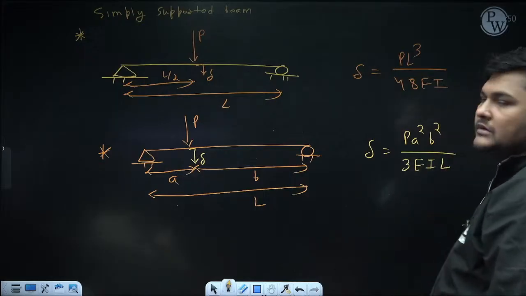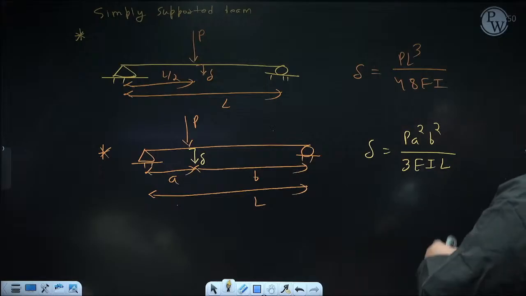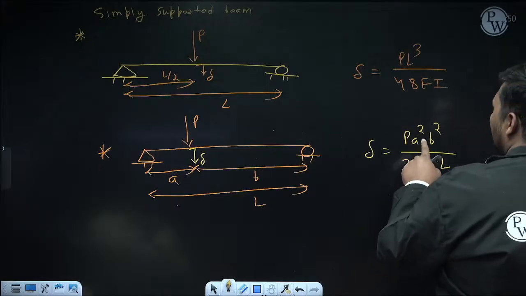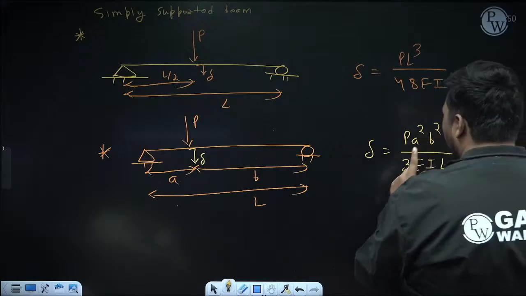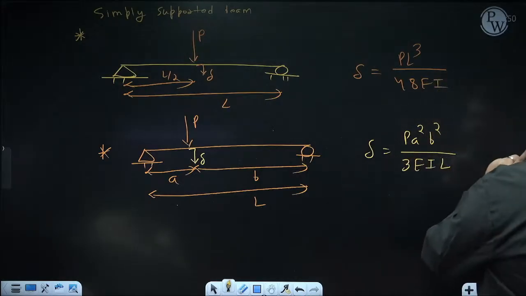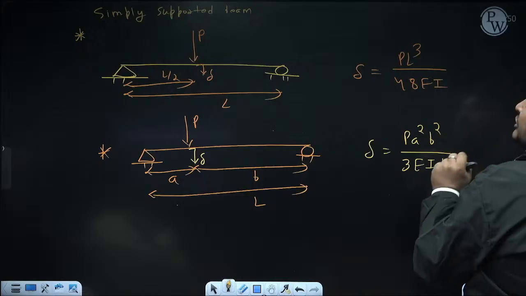This is the formula. Sometimes students write this as A cube B cube. No, it's A square B square, that you have to remember. Divide by 3EIL. And here, ultimately the units should balance.